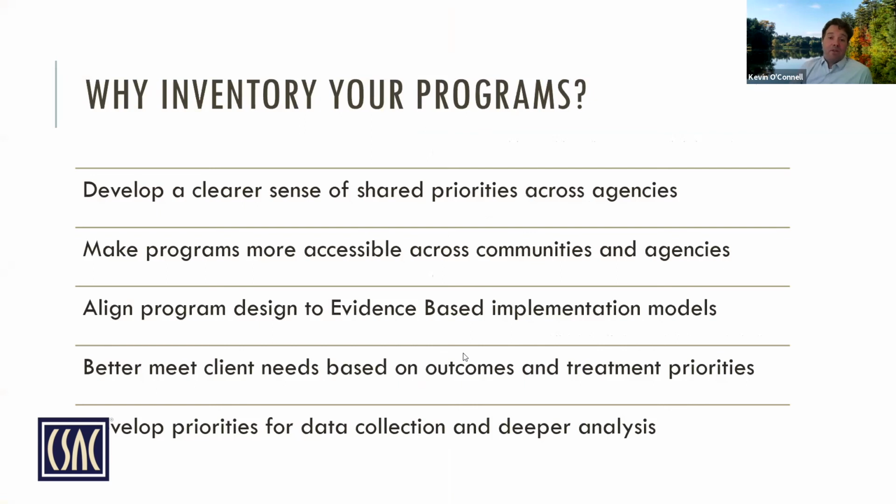So why inventory your programs? What I've said a few times is it gives a clear sense of shared priorities across agencies. A lot of people have strategic plans in their county, they're building them out. How do you make sure that the priorities in the areas where you put your effort and your money and your staff time are actually what you want to be doing across agencies? Because a lot of times it's hard to see what you are doing across agencies when you have so many different meetings, funding pots, and groups aligned to it. This can be a base list for that. It makes your programming, and how you define programming, more accessible across communities and agencies.